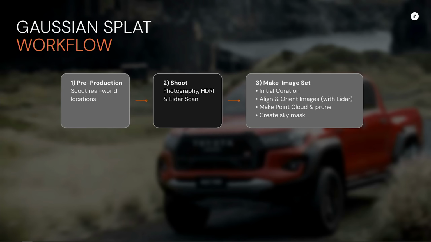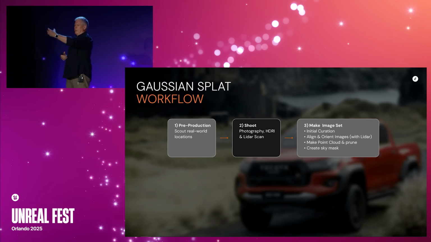So we make our image set, we do an initial curation, you get rid of the images with sun flare in them and do a bit of a cleanup. You then align and orient the images with LiDAR, it's very helpful. That makes a point cloud and you do another prune. Well, that's a bit of an anomaly, that's not sort of sitting well with the model, so you clean that up as well.